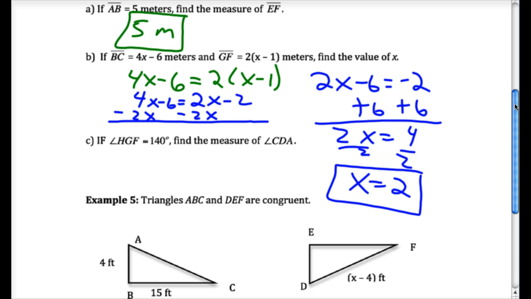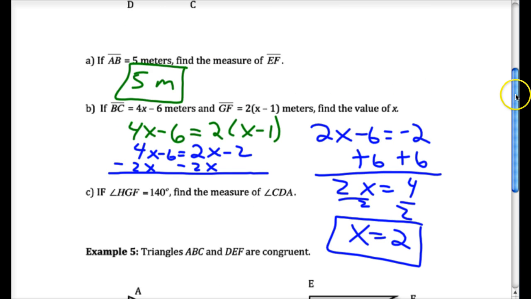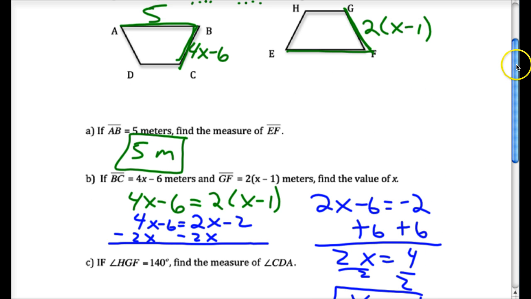All right, if HGF is 140 degrees, what's the measure of CDA? Same, 140. Okay? Well, guys, get this in your memory now. Some of the problems are real easy. These match things. Some of them you have to write equations. All right, last problem.